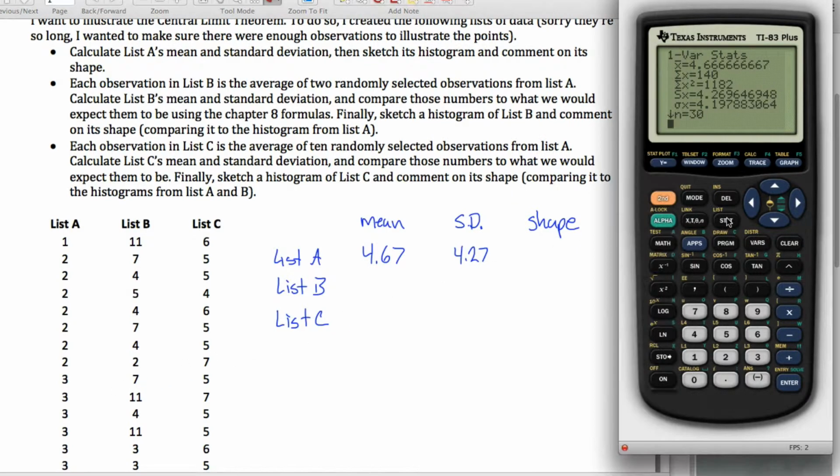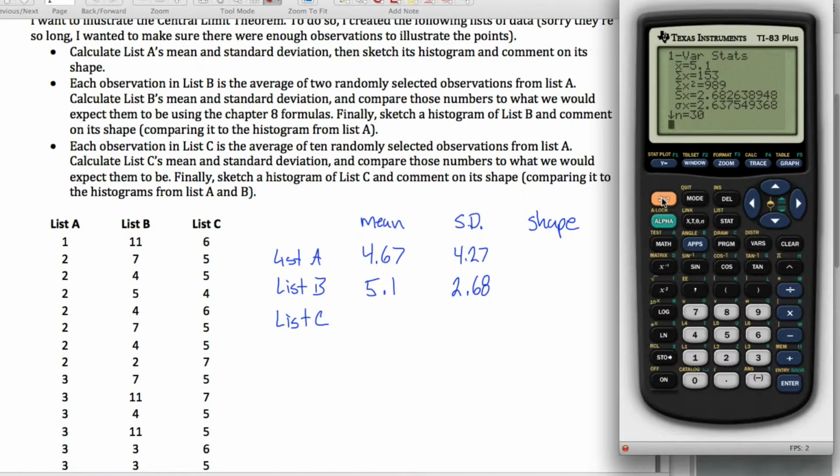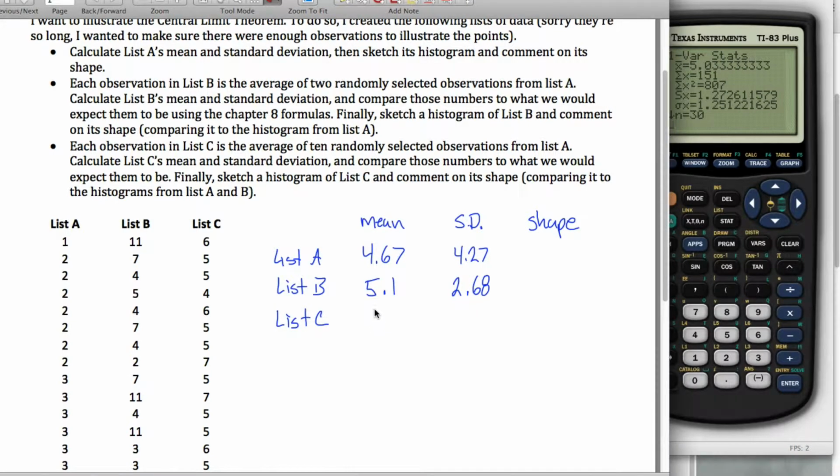What about List B? We'll do the exact same thing: Stat, Calc, 1-Var Stats, except instead of calculating on L1, calculate on L2. I get that the mean was 5.1 here, similar to the mean above, but the standard deviation should be very different. In fact, it's 2.68. Shape, again, we'll wait. What about List C? Stat, Calc, 1-Var Stats, L3. I'll figure out that the mean of L3 was 5.0. I guess I was doing 2 decimal places, and all of a sudden I'm doing 1. Whatever.